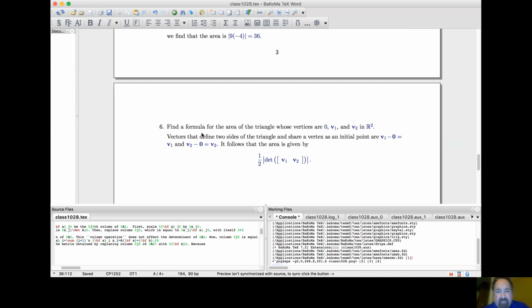Last problem real quick. Suppose we have a triangle, vertices are the origin, and then V1 and V2. Then because one vertex is the origin, the vectors V1 and V2 describe two sides of the triangle that share this common vertex at the origin. So since V1 and V2 are vectors that describe two of the sides of a triangle, you can just put them in a matrix and then take 1/2 the absolute value of a determinant, and then you have the area of your triangle.